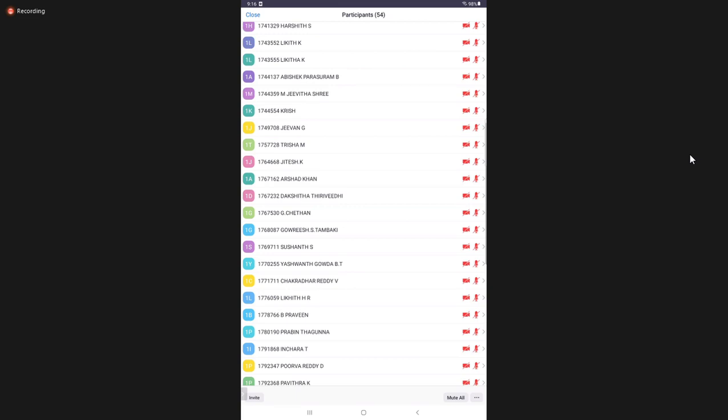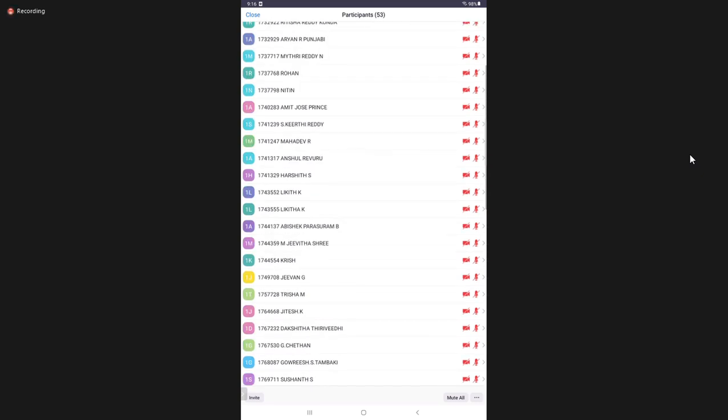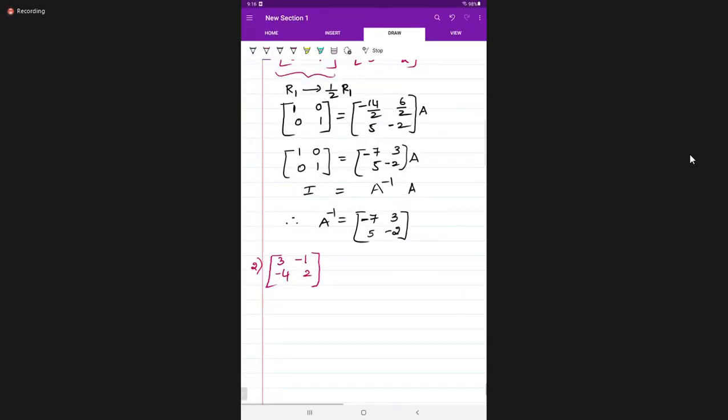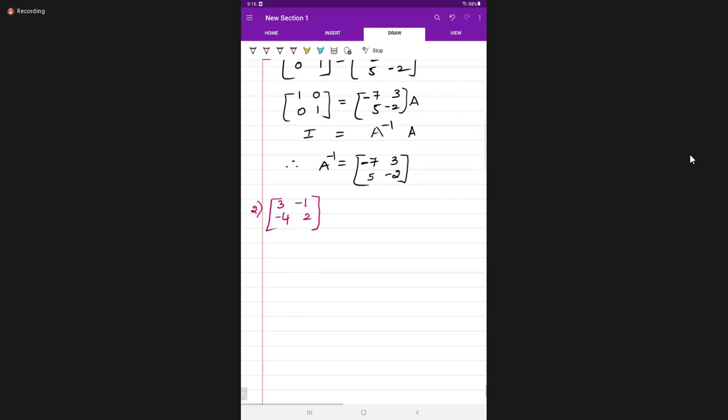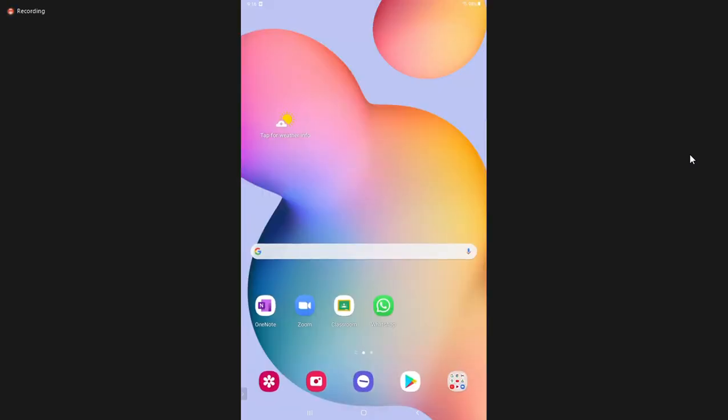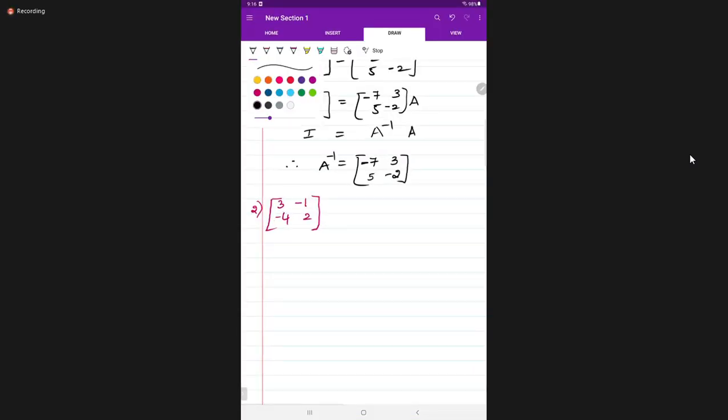Yes, who is this? Sumair? Yes, ma'am. Tell me, Sumair, how to do this problem. 3 minus 1 minus 4, 2. First, what do you have to write? Please, remaining students, complete this question and tell me the answer.